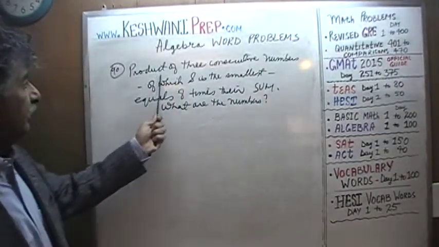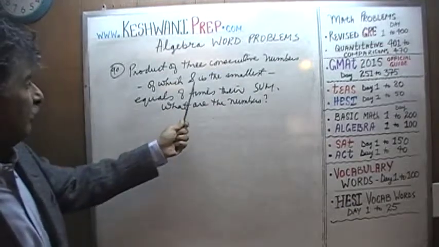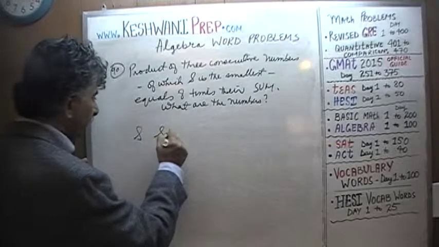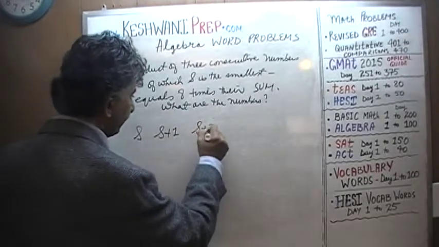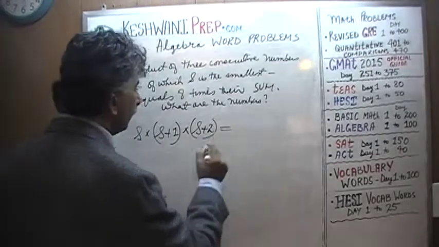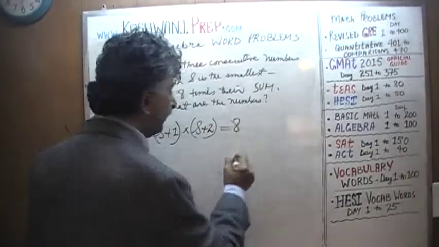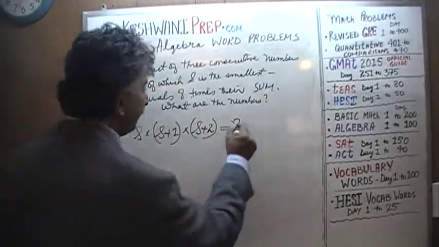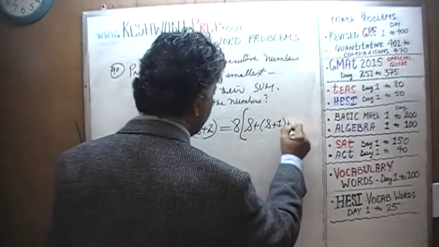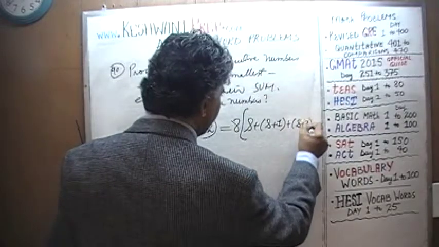So here we have the product of three consecutive numbers of which S is the smallest. If S is the smallest, the next one is going to be S plus 1. The next one after that is going to be S plus 2. And their product, we are told, equals 8 times their sum, which is simply S plus S plus 1 plus S plus 2.